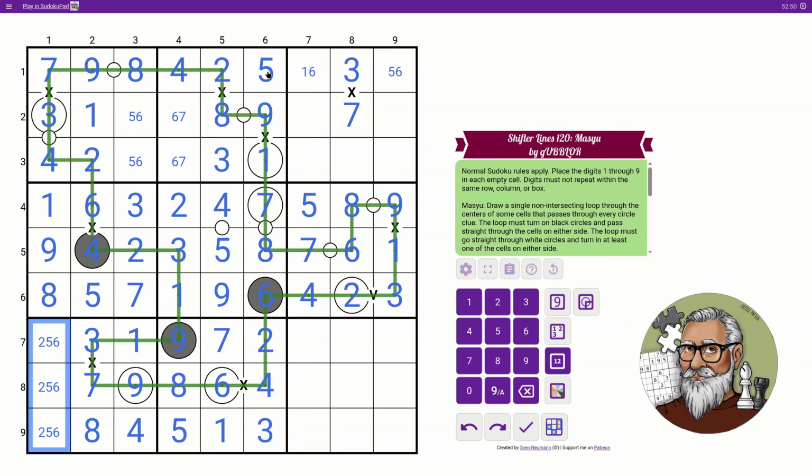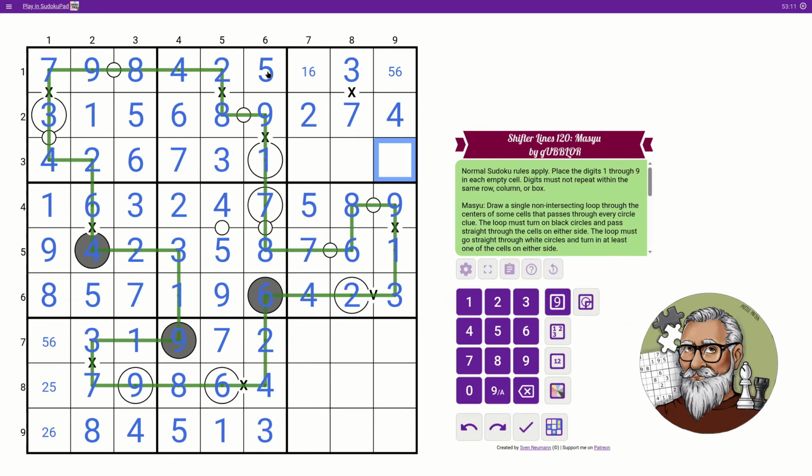5, 6, and a 2. Not a 2, not a 6, and not a 5. Okay, this should start resolving itself, right? A 2 and a 4 are required in row number 2. And how's this not resolved? I have no idea. Really hope that this wasn't a mistake. It's possible. 5, 8, and 9. Not an 8, not a 5, and not a 9.